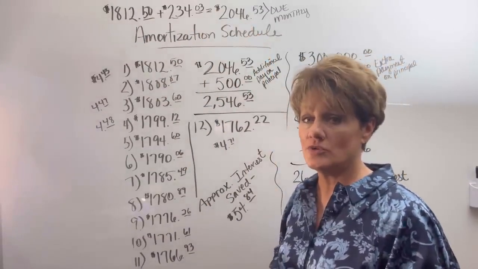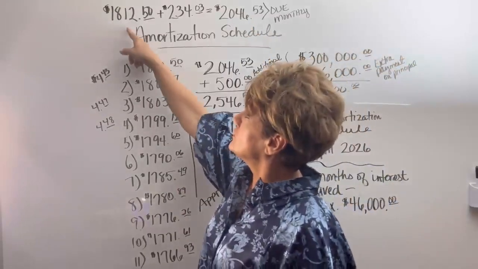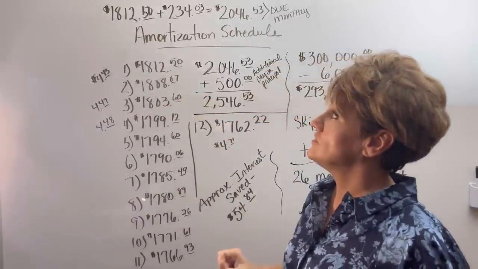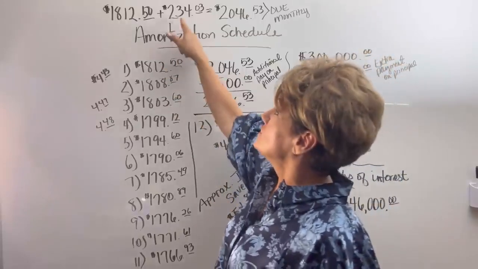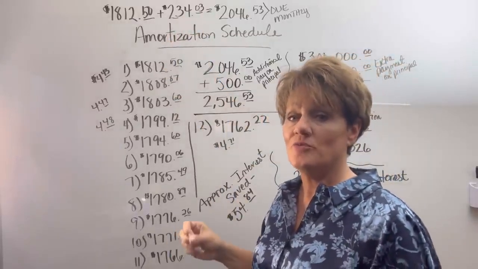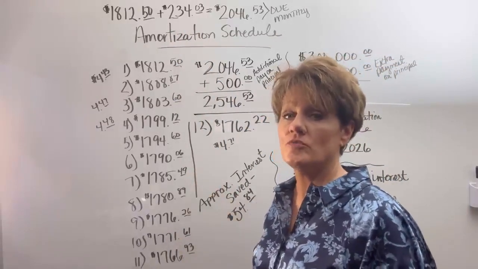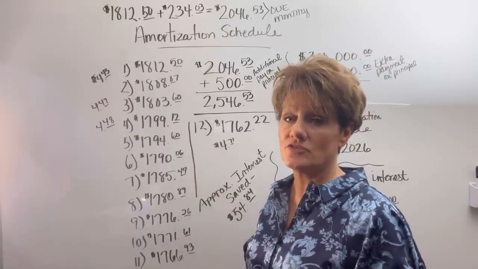$2,046.53 per month due. So this is their regular monthly payment. $1,812.50 of that is interest only, and then they get $234.03 actually applied to the home that they bought. Reminder, this is a $300,000 home with a 7.25% interest rate.